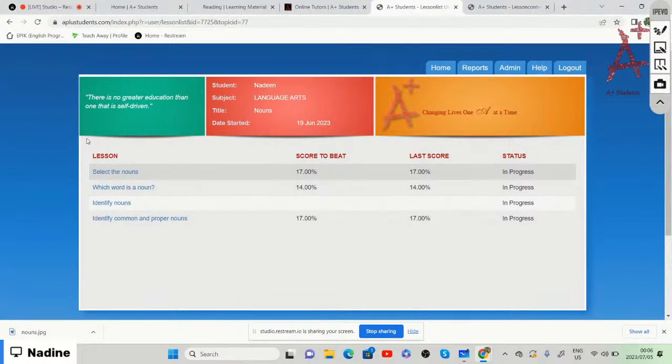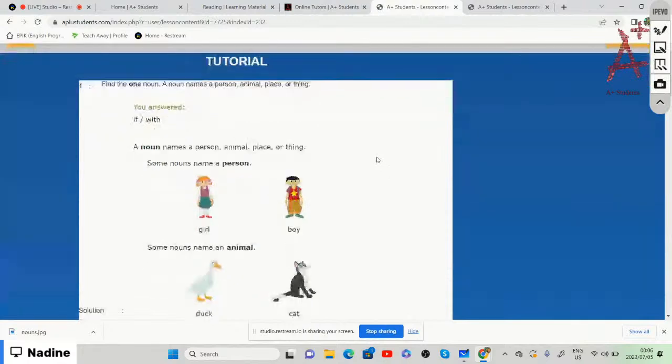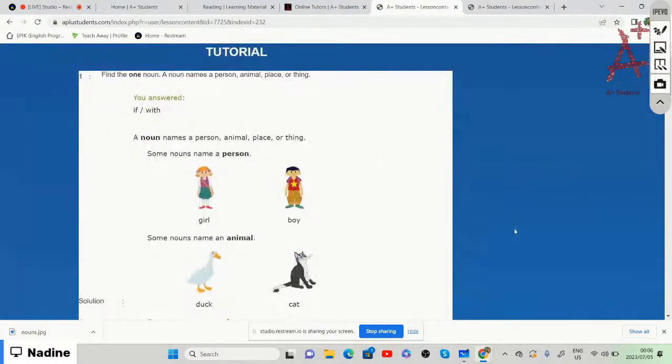All right, so once we are in the chapter of nouns, we are going to do a few lessons today, which is to select the nouns, which word is a noun, to identify nouns, and hopefully to identify common as well as proper nouns, right? All right, so we're going to start by selecting the nouns. On the screen, we are first going to start with the definition by defining what a noun is.